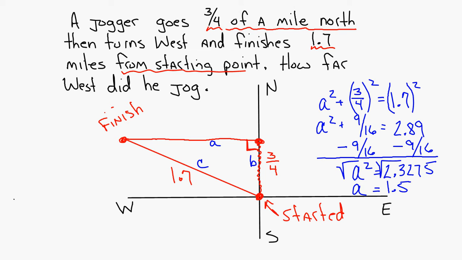So when this jogger turned west, how far west did he jog? He jogged 1.5 miles west. Yep. There's your answer right there. Okay, so does everybody see how to take it from the word problem and put it onto a coordinate plane and use directions?